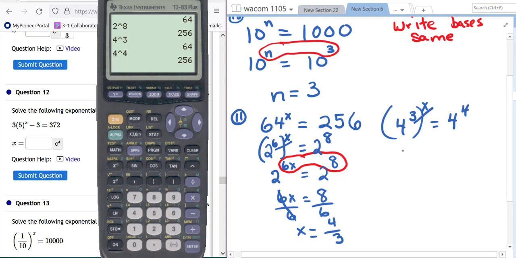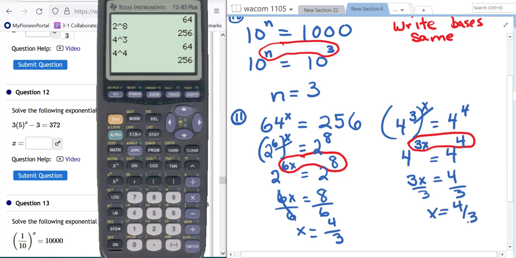Right, and this will multiply. So you have 4 to the 3x equals 4 to the 4th. Once the bases are the same, you are going to set the exponents equal. So 3x equals 4, and solve. And so you're going to divide by 3. So x equals 4 thirds. Okay. So there's more than one way when you get there.